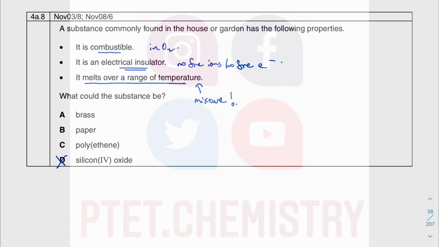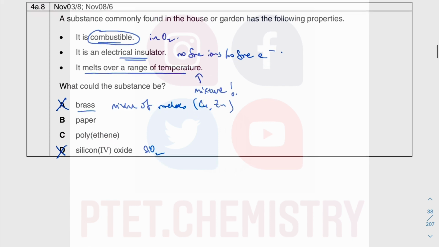So it cannot be a pure substance like SiO2. It cannot be brass, because brass is a mixture of metals, which contain copper and zinc. Because you still have a mixture of metal, you still have metallic bonding, so you still have the free electrons, so you can still conduct electricity. Polyethylene is a component of plastics used in many cheap plastics, so they are not combustible. In fact, it's very difficult to burn polyethylene, and they often give you incomplete combustion, giving off a lot of carbon monoxide. Very dangerous, not good at all.